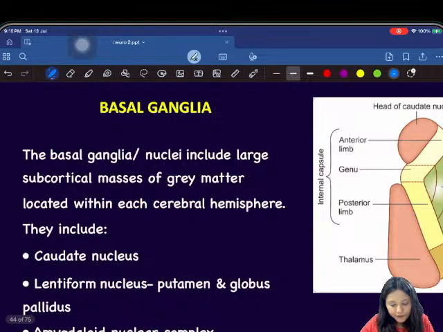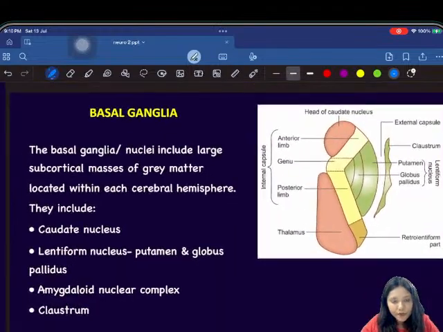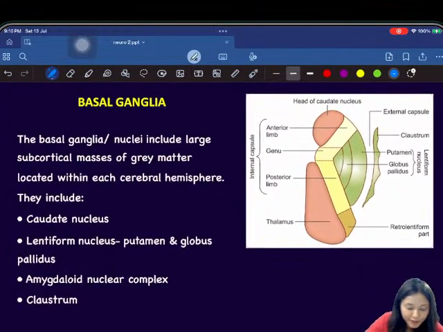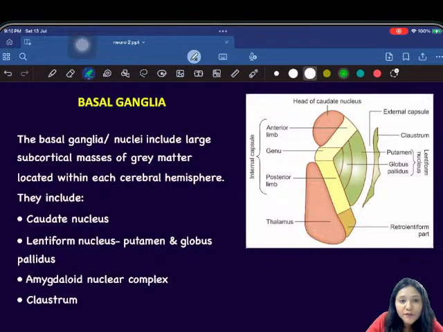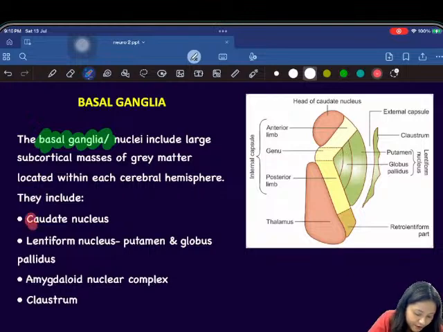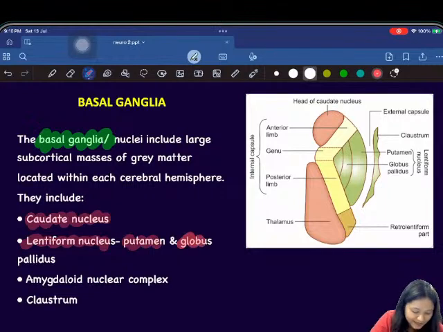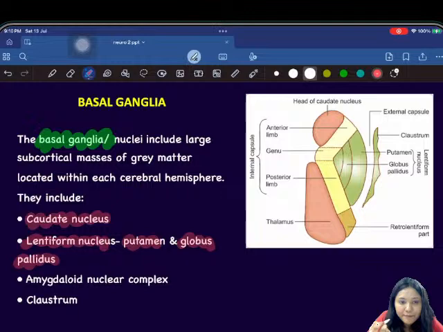So before that, let us study a little bit about the basal ganglia so that you can understand. Okay, so what is basal ganglia? It is a large subcortical mass of grey matter located within each cerebral hemisphere, as you all know. And what are its parts? You have the caudate nucleus, you have the lentiform nucleus. In the lentiform nucleus, you have the putamen and the globus pallidus. Okay, and then you will have the amygdaloid nuclear complex, and you have a structure that is known as the claustrum.